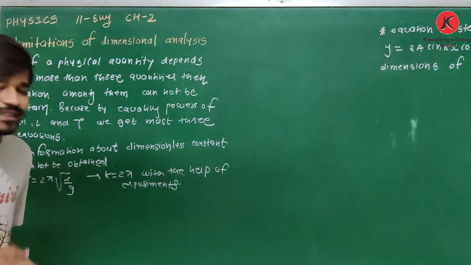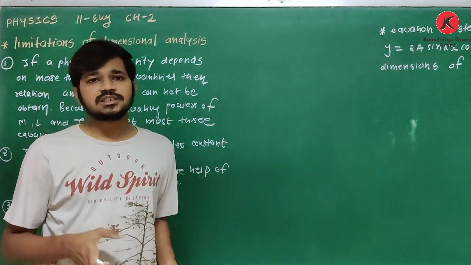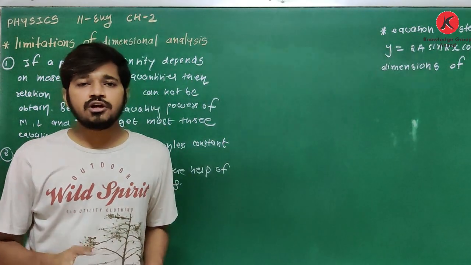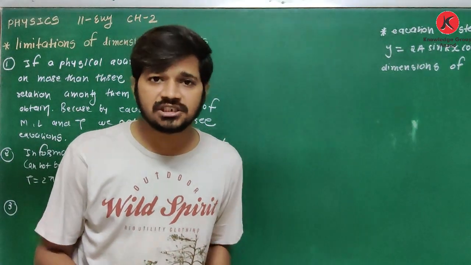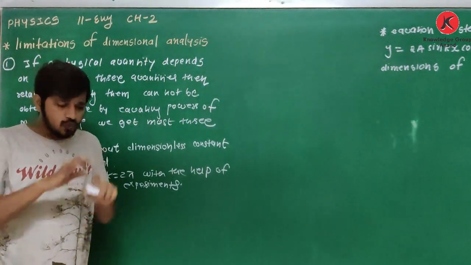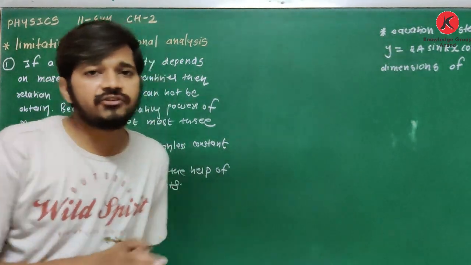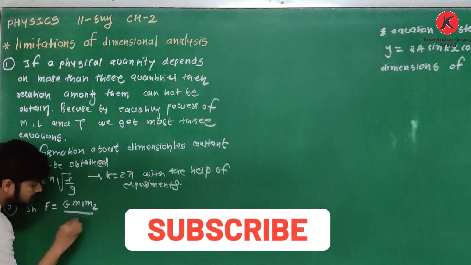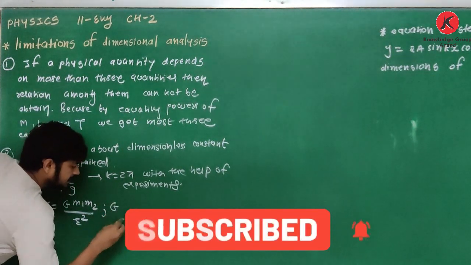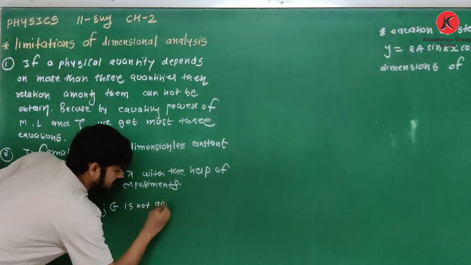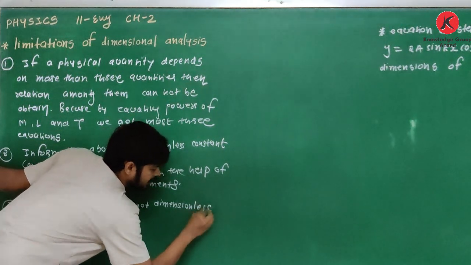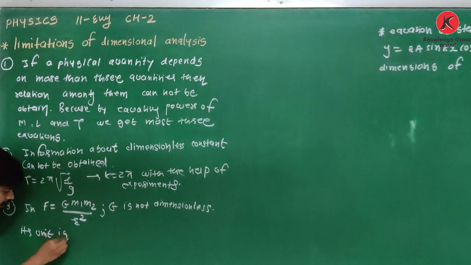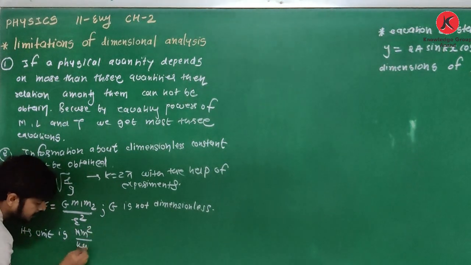Now the third one. What is number 3? If the constant of proportionality, what is k? This k is the constant of proportionality. If the constant of proportionality is not dimensionless, meaning it has some dimensions, then to obtain that equation, dimensional analysis is not used. For example, in F is equal to G m1 m2 upon r square, G is not dimensionless. Here this G is not dimensionless because its unit is Newton meter square per kg square.